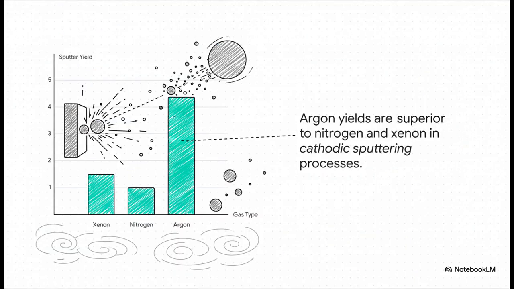For example, just look at this chart. It shows the sputter yield for a few different gases. You can see right away that argon, which is a common choice, is way more efficient at knocking atoms loose than gases like nitrogen or xenon. So choosing the right gas is a critical first step if you want an efficient process.